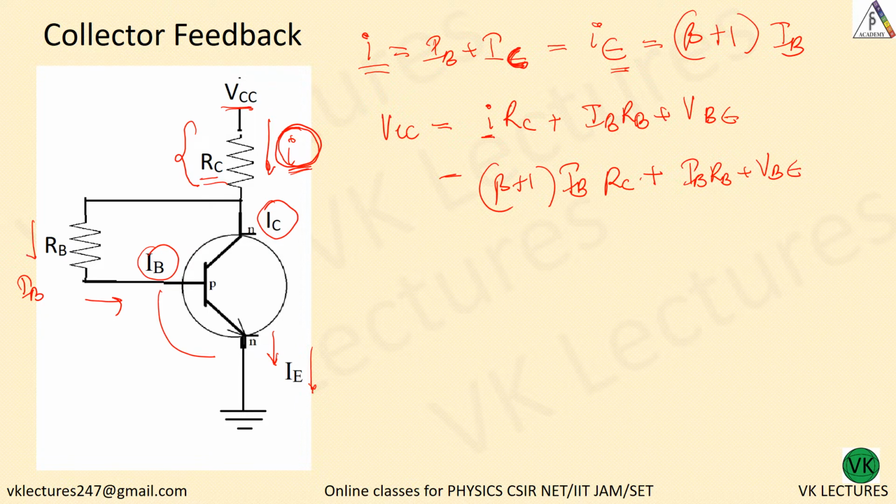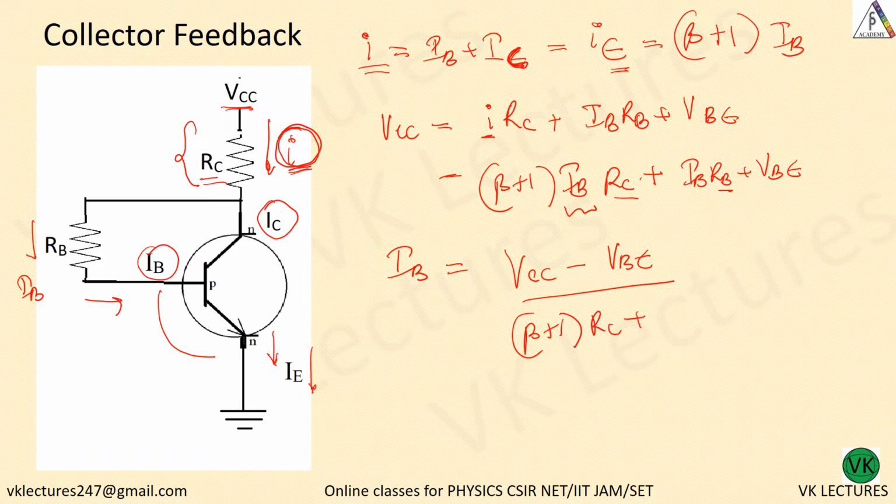From that we can find out IB. So what is IB equal to? VCC minus VBE divided by beta plus 1 into RC plus RB. Very similar to the previous one.